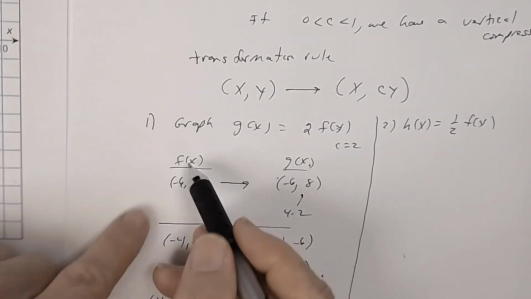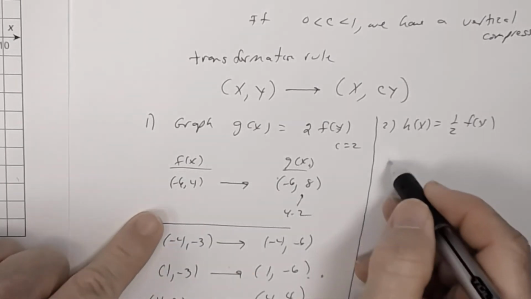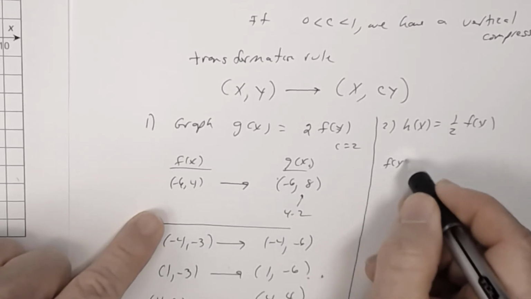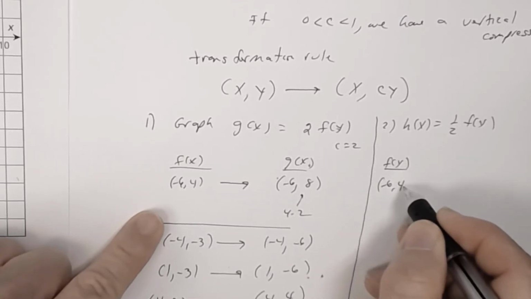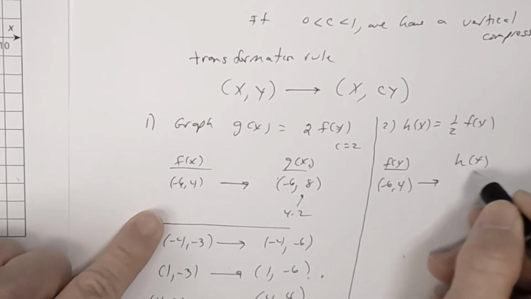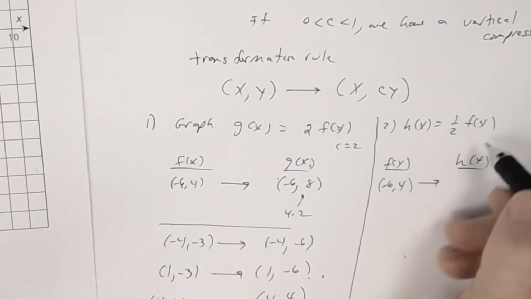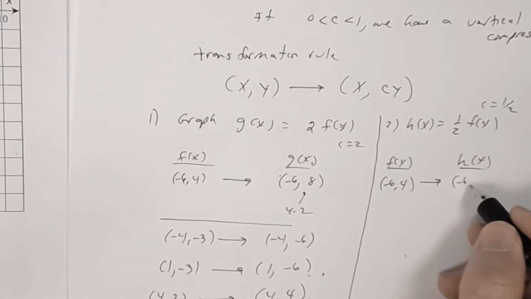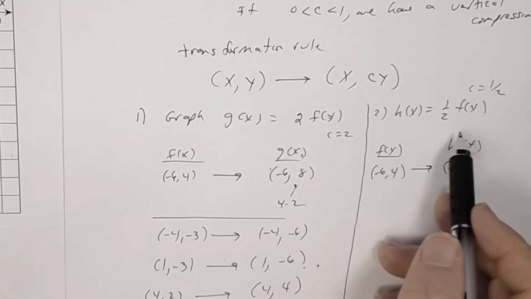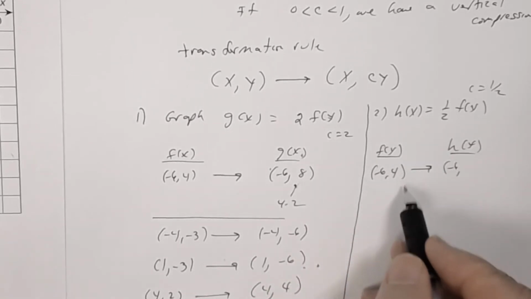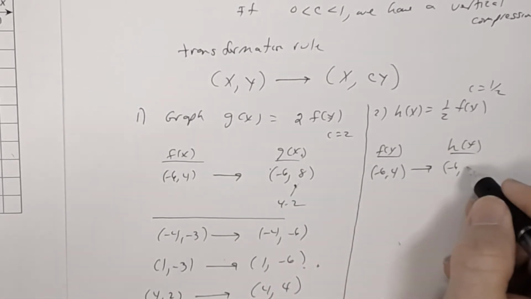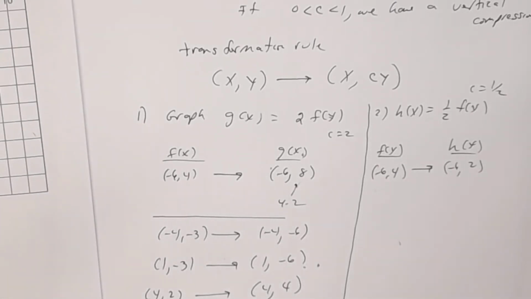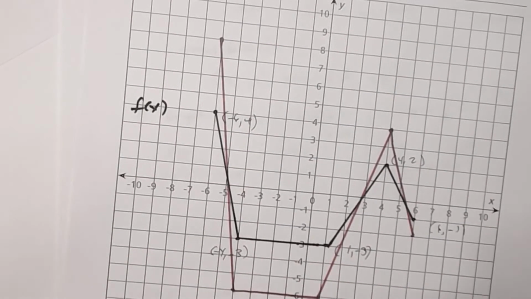All right, so we're going to do the same process. We're going to take a point on f of x, and we're going to ask ourselves, what does it become on h of x? So here's f of x. So my point was negative 6, 4. For h of x, it's going to become what? So remember, c here is 1/2. So remember, the x value stayed the same. The y value changes. So I multiply the y value by 1/2. So 4 times 1/2 is 2. So I plot the point negative 6, 2.